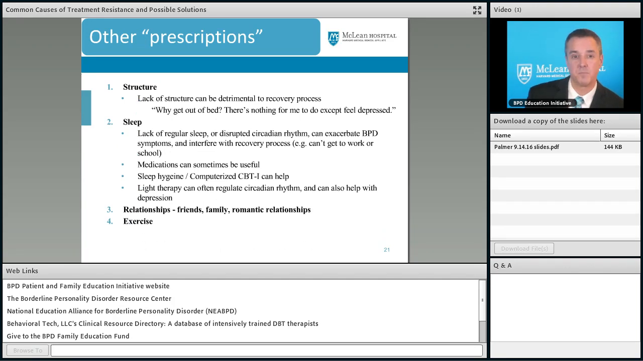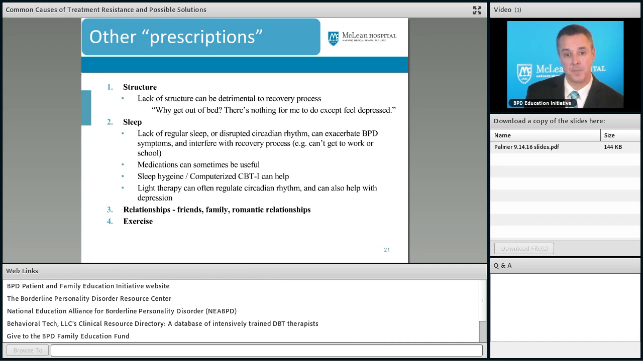So what are some other prescriptions? Psychotherapy and medications, that's what usually gets talked about. And I throw these in because these are part of a comprehensive treatment program for BPD. And if you've got treatment-resistant BPD, these things might be at play. So, structure. If somebody doesn't really have a lot going on in their life, they don't have a schedule, it often leads to, why get out of bed? There's nothing for me to do except feel depressed.